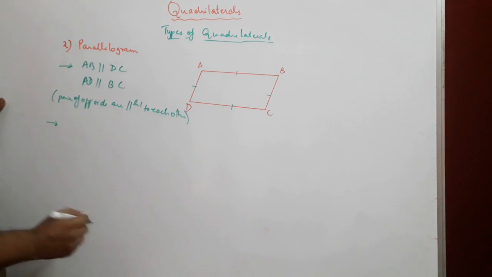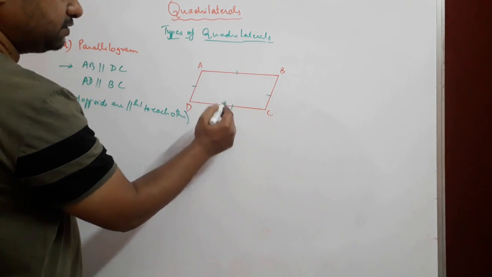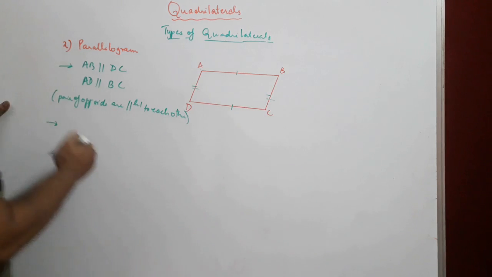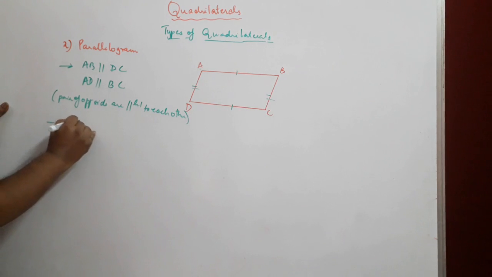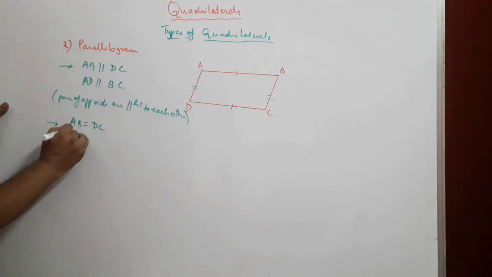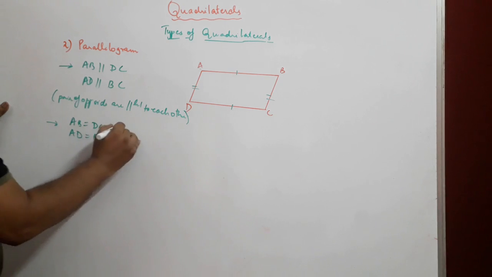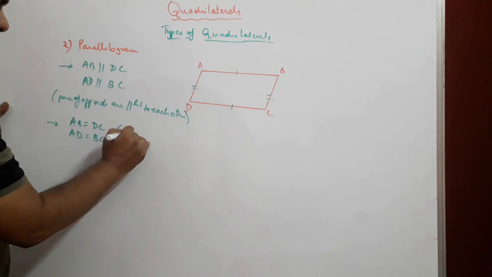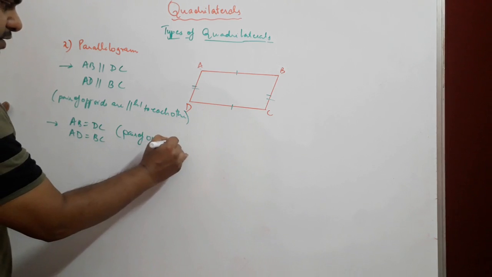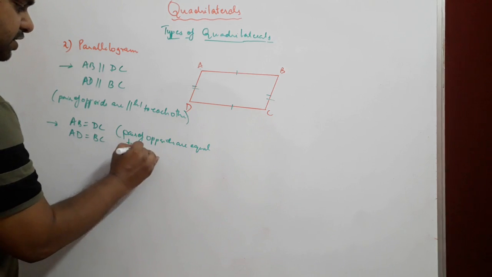Next property, the sides which are parallel are also equal to each other, which means AB is equal to DC and AD will be equal to BC. So we can say AB equal to DC and AD is equal to BC. In other words, pair of opposite sides are equal to each other.